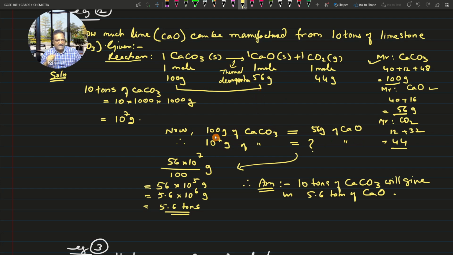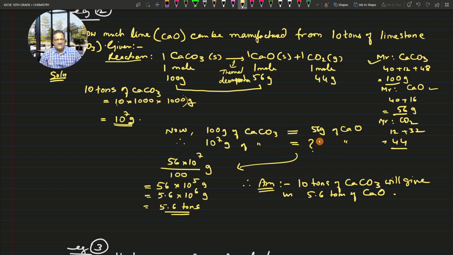So your 10 tons, now 10 tons happens to be how many grams? 10 tons will be equal to 10 into 1000 kg. That multiplied by again 1000 will give you grams. So it will be 10 to the power 7 grams, right? 10 tons is equivalent to 10^7 grams. So instead of 10 tons, I am writing 10^7 grams, because this is also in grams, 100 gram. So 10^7 grams of calcium carbonate will give you how many grams of calcium oxide?